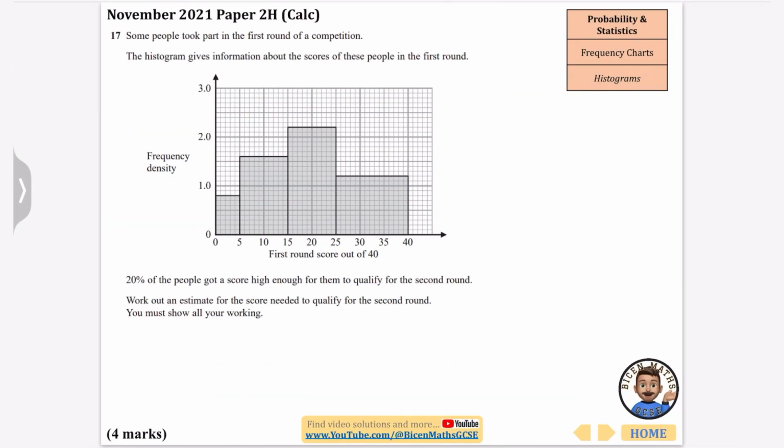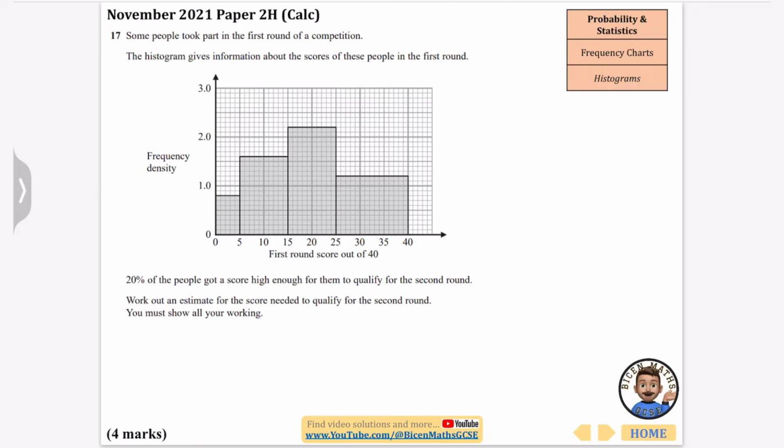Some people took part in the first round of a competition. The histogram gives information about the scores of these people in the first round. 20% of the people got a score high enough for them to qualify for the second round. Work out an estimate for the score needed to qualify for the second round. You must show all your working.